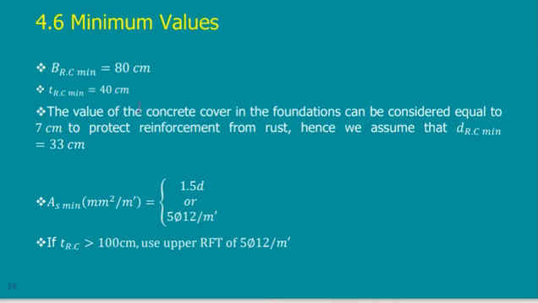This summarizes all the minimum values given in the code. What is the minimum dimension of a footing? Can I take a footing that has a dimension less than 80 centimeters? No, the code says no. The minimum dimension of a footing is 80 centimeters. Can I have a thickness of a reinforced concrete that is less than 40? No, and so on. The minimum cover below the steel is 7 centimeters.